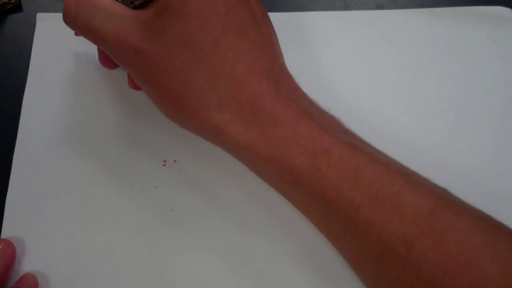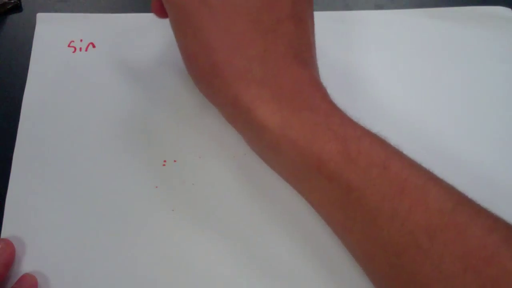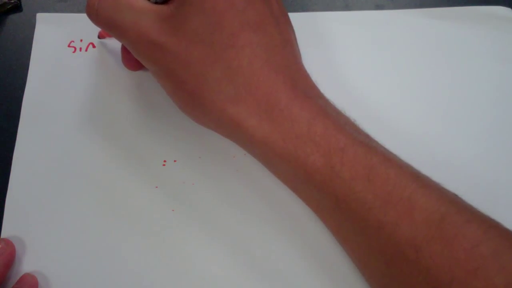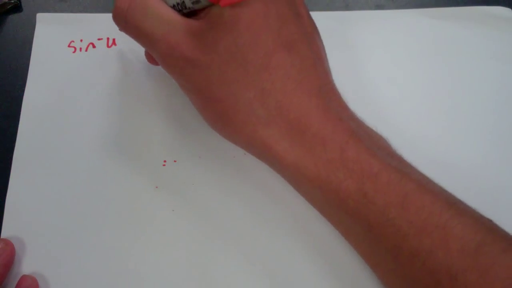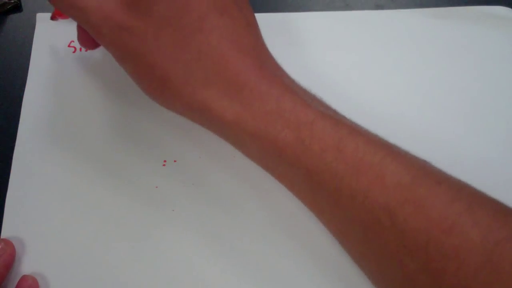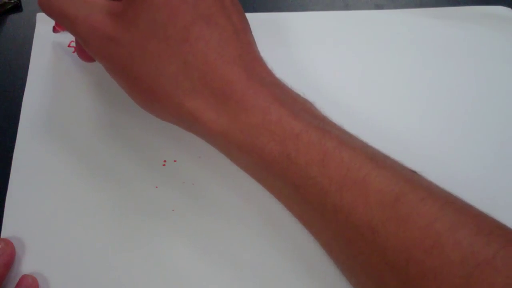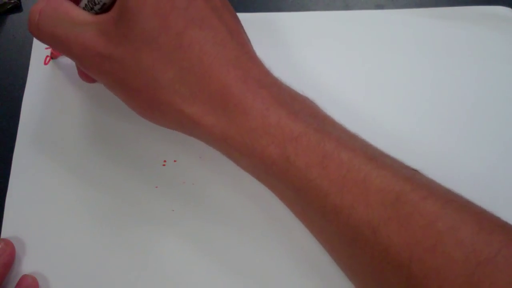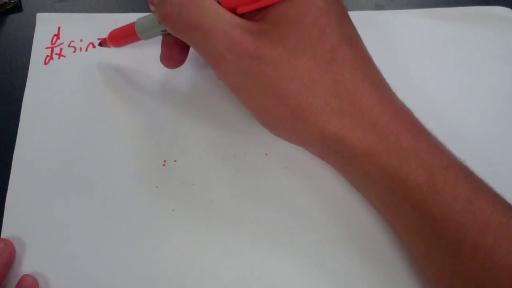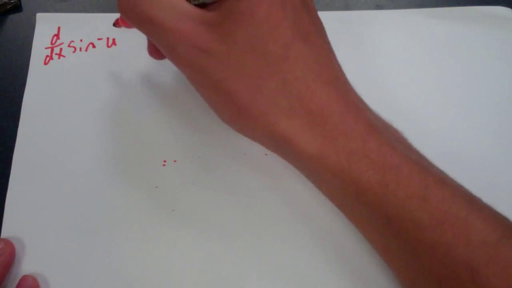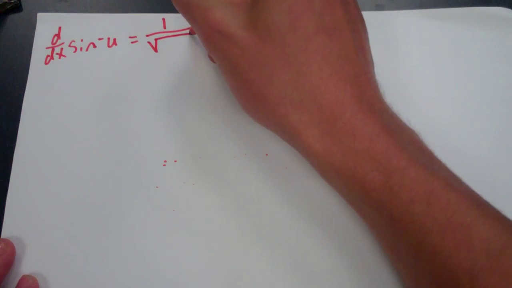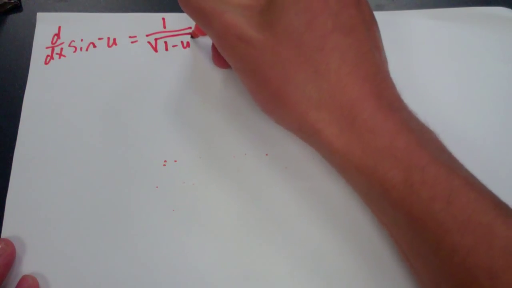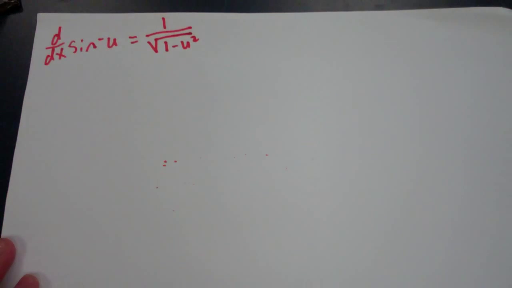Okay, let's say you have sine inverse u. And this is probably something that you might see in your book. Well, they're saying the derivative, actually, we're going to prove this here. The derivative of sine inverse u is equal to 1 over the square root of 1 minus u squared. Okay?